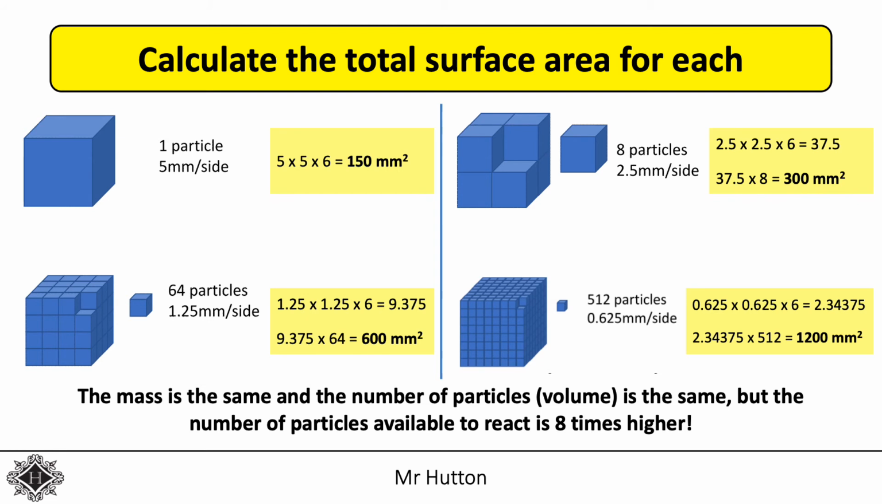So the mass is the same, the volume that we've got there is the same, but the number of particles and the amount of particles we've got exposed, the surface area, is 8 times higher. So we've gone from the top left down to the bottom right, and it's 8 times higher in terms of the surface area.